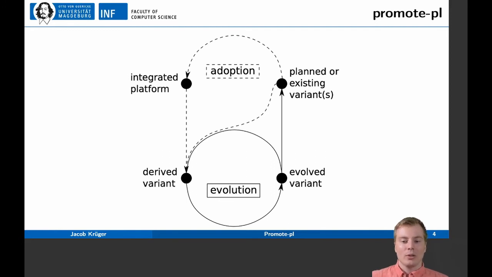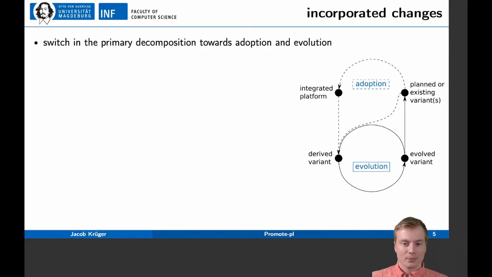So to give a bit more insight into the details, as said, the first change we did was basically that we changed the primary decomposition from domain and application engineering towards adoption and evolution. We found that in practice, this is how practitioners want to handle and understand product line engineering. They're not so much concerned about strictly separating domain and application engineering into different teams, but they're more concerned about how to adopt the product line, how to adopt variants into the product line, and how to evolve the product line. And this evolution is also based on different patterns.